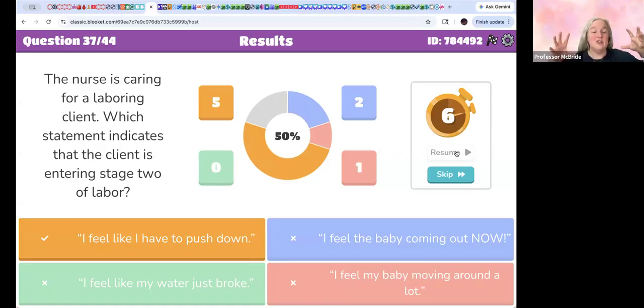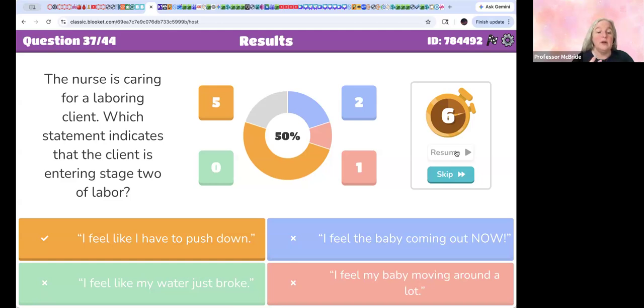For some women, stage 2 is very fast. We're completely dilated to having the baby pretty quickly. But the second stage is our pushing stage. And so when she starts feeling the urge to push, we're checking to see if she's fully dilated. And then the pushing part, stage 2, can take hours.